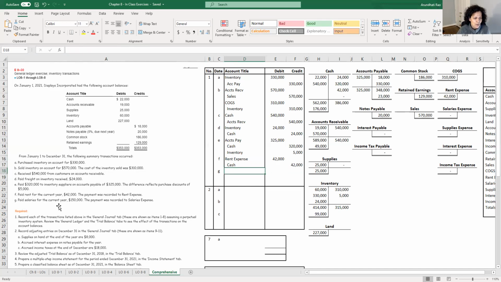Okay, and then I paid salaries for the current year, 150,000. And again, they have told me I need to debit salaries expense and credit cash. I paid 150,000 in salaries.